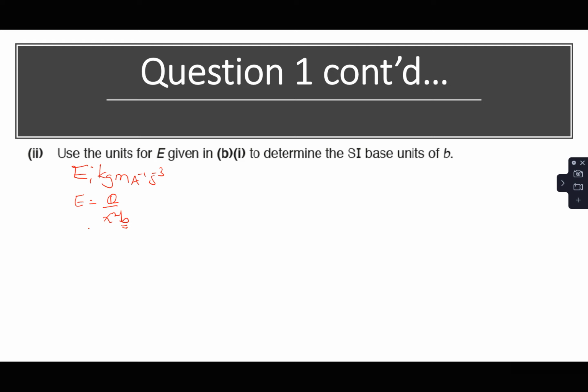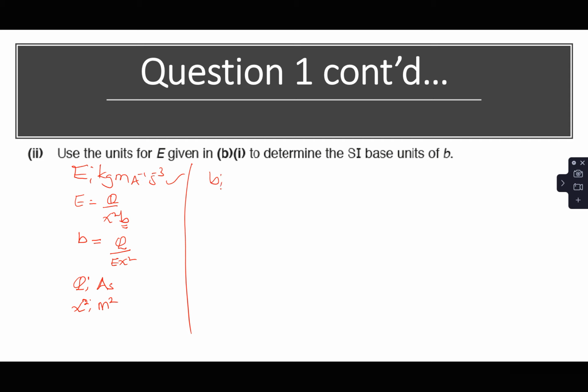So what do we do? We make B the subject. So B will be equal to Q divided by E X squared. But remember the base units of Q, charge, are ampere seconds. We already have the base units of E. X is a distance, so the base units of X squared will be meters squared. So all that remains is substituting this expression.